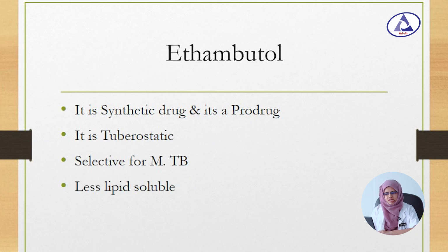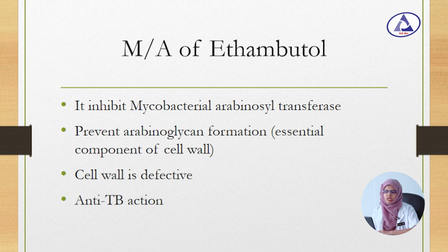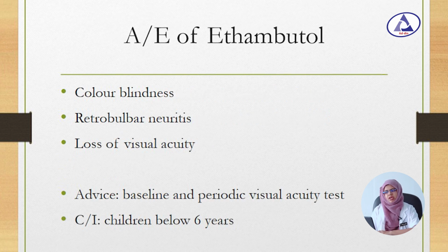Ethambutol: it is a synthetic drug and it is a prodrug. It is tuberostatic, selective for Mycobacterium tuberculosis and less lipid soluble. Mechanism of action of ethambutol: it inhibits mycobacterial arabinosyl transferase, preventing arabinoglycan formation. It is an essential component of the cell wall. The cell wall is defective, giving the anti-TB action. Adverse effects of ethambutol are color blindness, retrobulbar neuritis, loss of visual acuity, and the advice is baseline and periodic visual acuity tests. Ethambutol is contraindicated in children below 6 years.